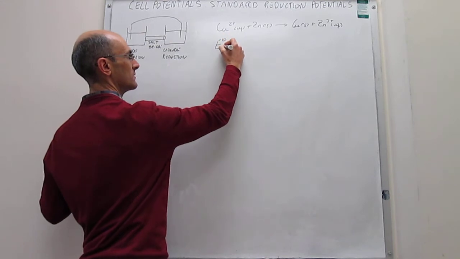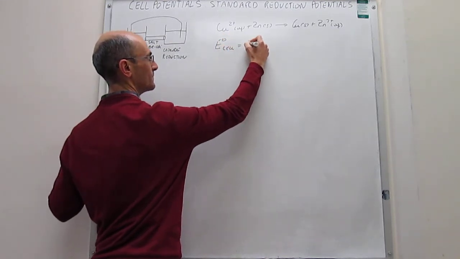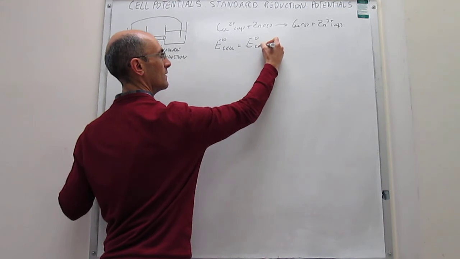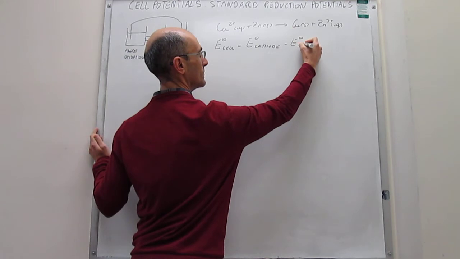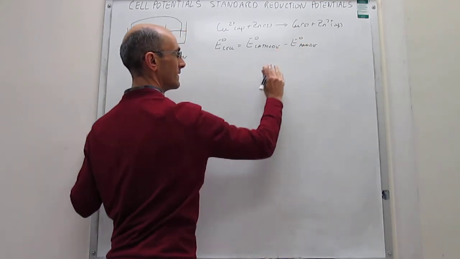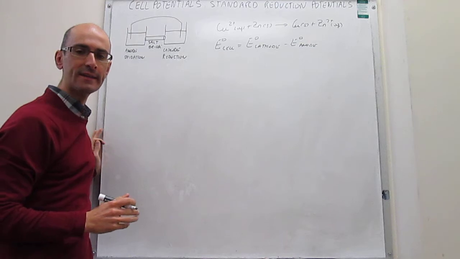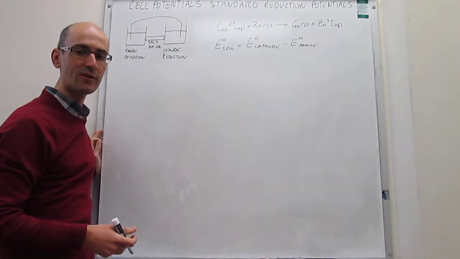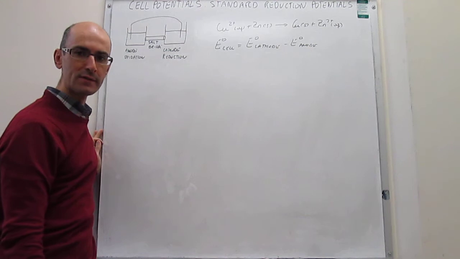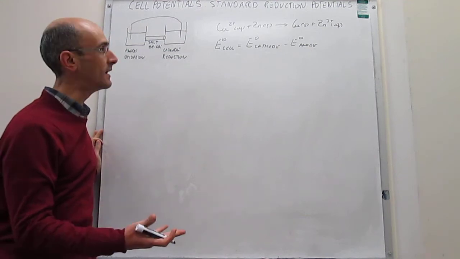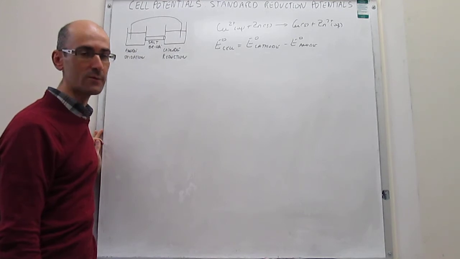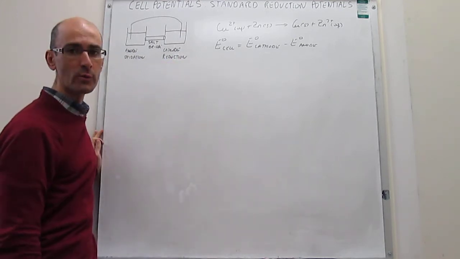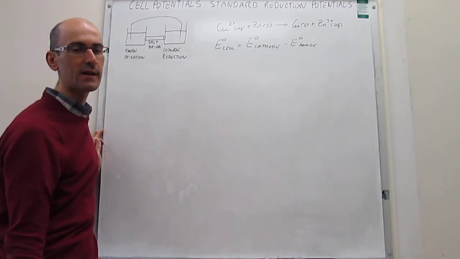The standard cell potential is provided by this equation: the standard potential of the cathode minus the standard potential of the anode. And it turns out that these potentials are provided in tables of standard reduction potentials. So the first thing that we have to identify is what reaction is in the cathode and what reaction is in the anode. So what we do is we take the overall redox reaction and split it into the half reactions, the oxidation and the reduction.